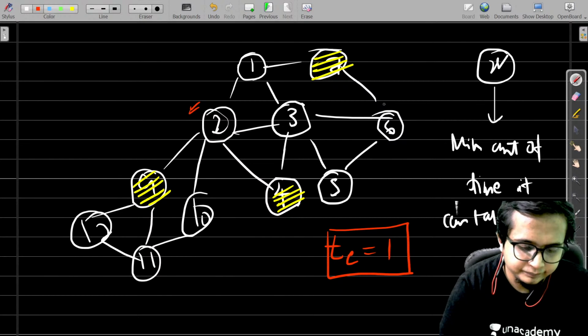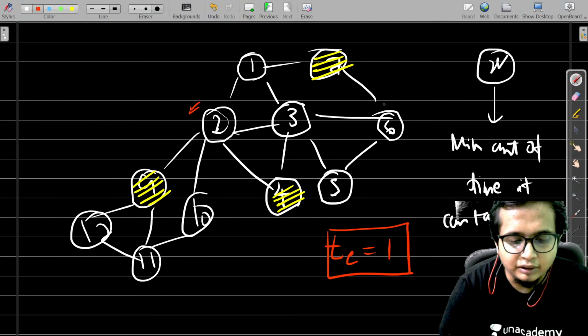Thinking of a solution. First we push 7, 9. Okay, then what would you do after pushing? Is that the only change that you would make?